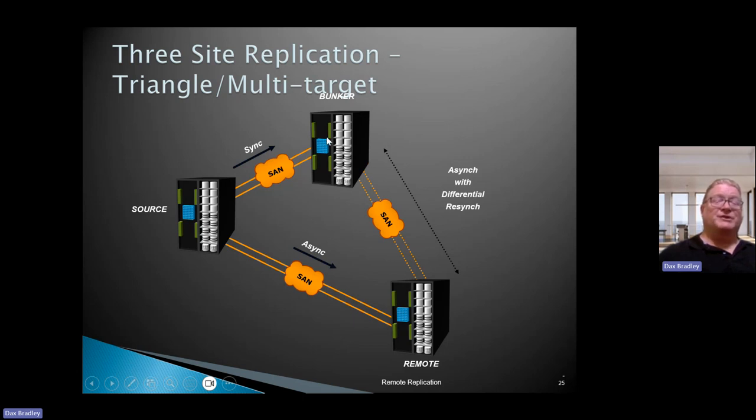With this application, if there's a break in the network between one of two locations, in theory, the data can be sent and received on the other side. Now, I have not personally worked in an organization that deploys this, but that's supposed to be an advantage of that.